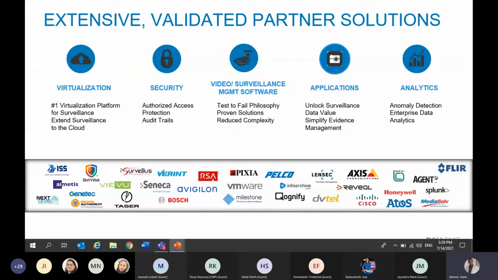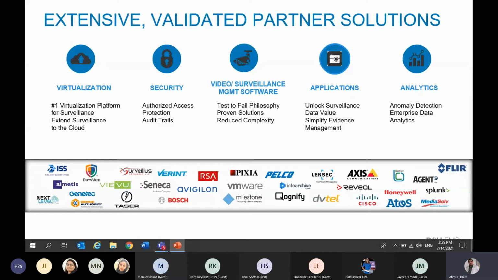Again, another slide talking about the validated partner solution. As I said before, you need somebody who can support your design. And of course, because Dell has an extensive validated partner solution, as you can see, a huge number of main surveillance vendors here, starting from virtualization and security up to VMS and analytics. Everybody is already working with Dell EMC in multiple projects around the world, and the whole system is validated. So you have peace of mind when you do your design.